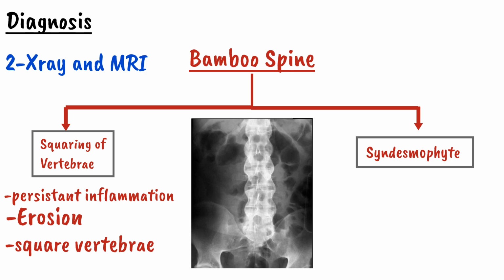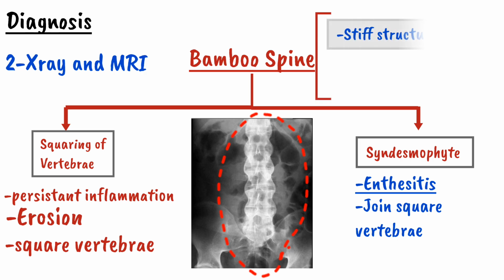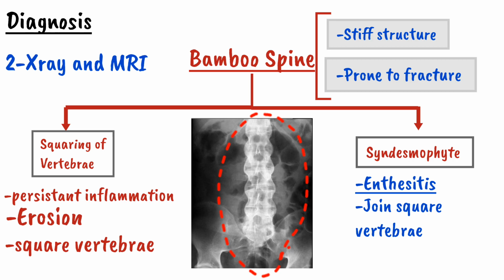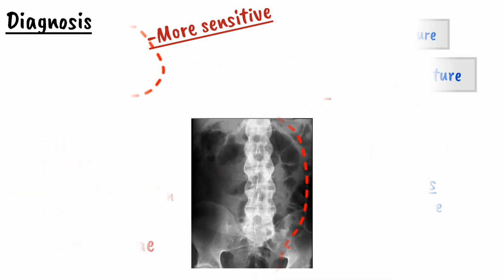And the syndesmophytes are produced from the enthesitis process. Due to enthesitis, there will be syndesmophyte formation. These square vertebrae will connect with each other with the help of syndesmophytes. So the spine will attain the shape of a bamboo. You can see the bamboo spine in this X-ray. This bamboo spine is a stiff structure which is more prone to fracture. Remember that in radiological investigation, MRI is more sensitive than X-ray for the diagnosis of ankylosing spondylitis.